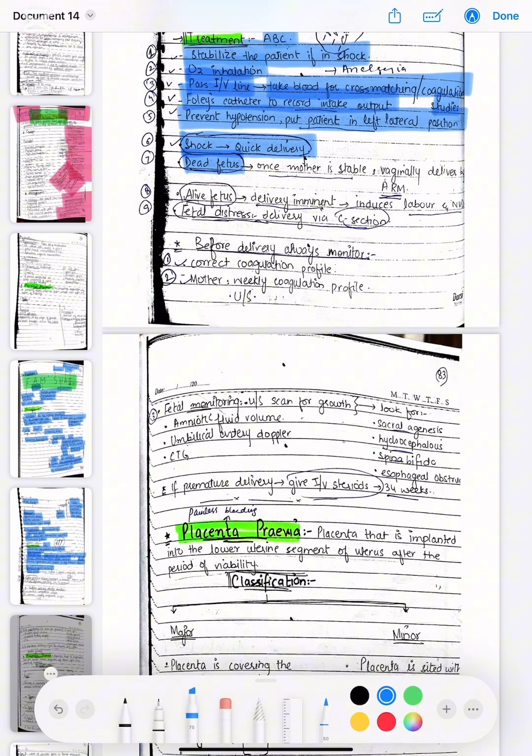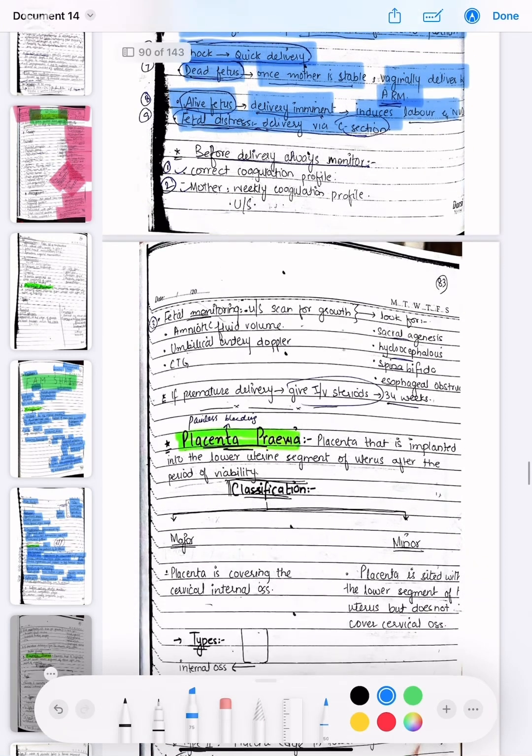For a dead fetus, once the mother is stable, deliver vaginally by artificial rupture of membranes. If the fetus is alive, then delivery is imminent, that is, induce labor and NVD. For fetal distress, delivery is via C-section.